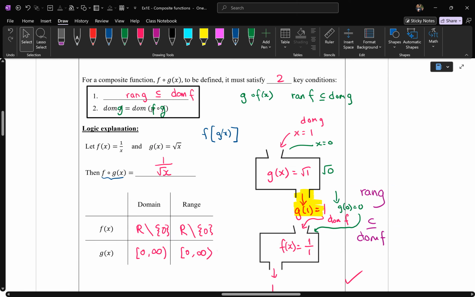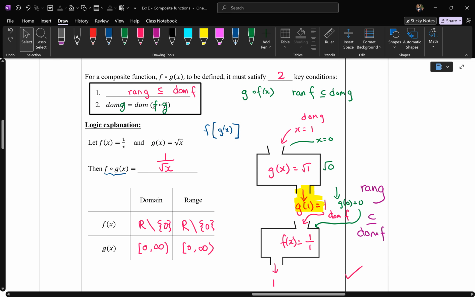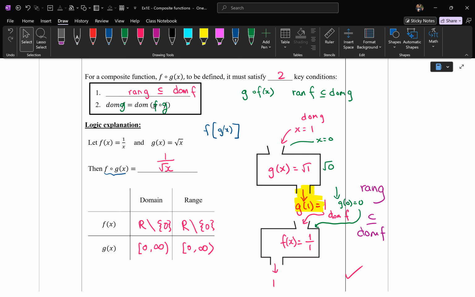That's why I was saying before, in this condition, it depends on what the function is. If f of g, well, g comes first before f. That's why the range of g needs to fit the domain of f. But if it's the other way around, if it was g of f of x, well, f comes first. That's why the range of f, what spits out from f, needs to fit into the domain of g. Does that make sense?